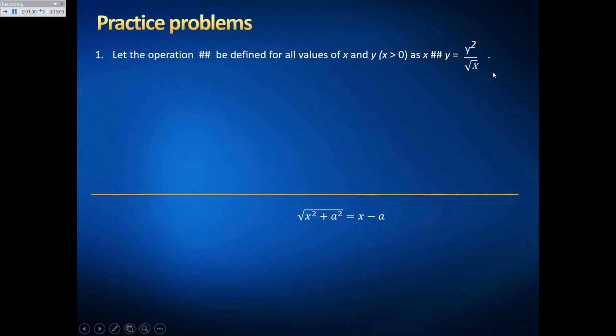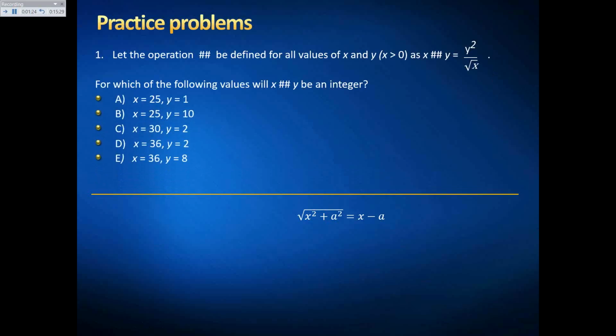And you're going to see problems like this on your SAT test for October, November, December, and January. Likely in 2016 they will stop using these problems that deal with weird symbols. But right now you have to know how to solve it. So your question is, for which of the following values will x sine y be an integer? And you can go through there and look at these.